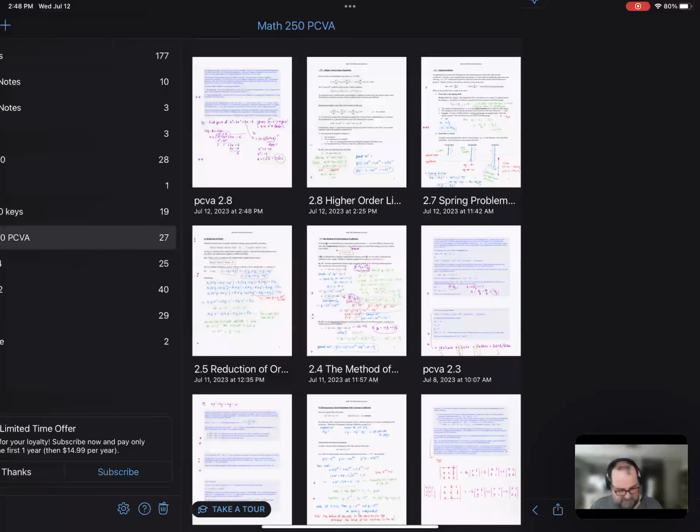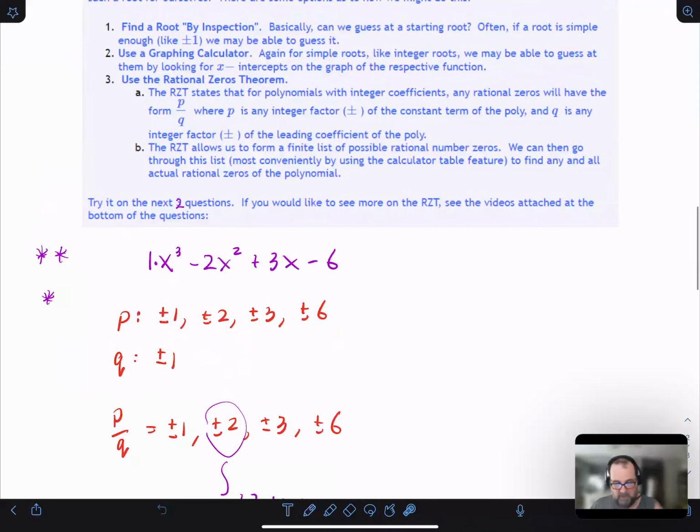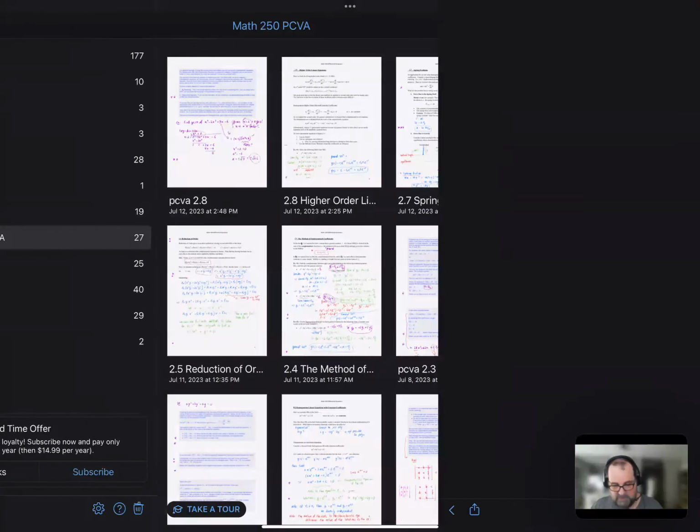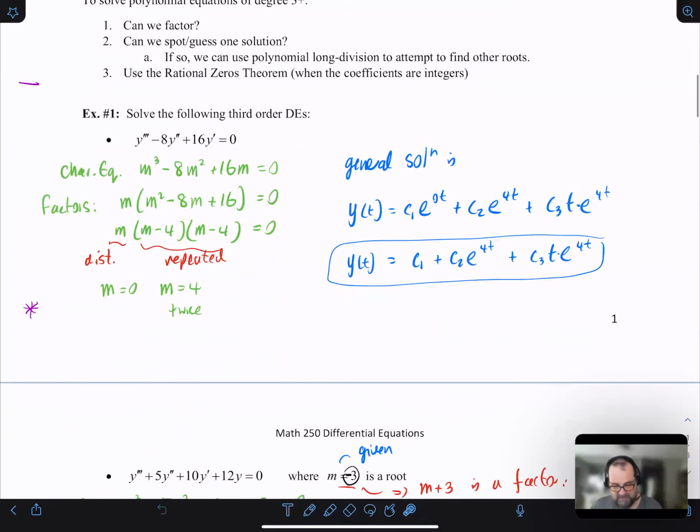Okay, so let's see how we can apply this to higher order differential equations. Let's look at some examples here. All right, so here is a third order homogeneous differential equation. Again, the theory is the same. We look at its characteristic equation, which would look like this, and again, we would start thinking about our methods here.